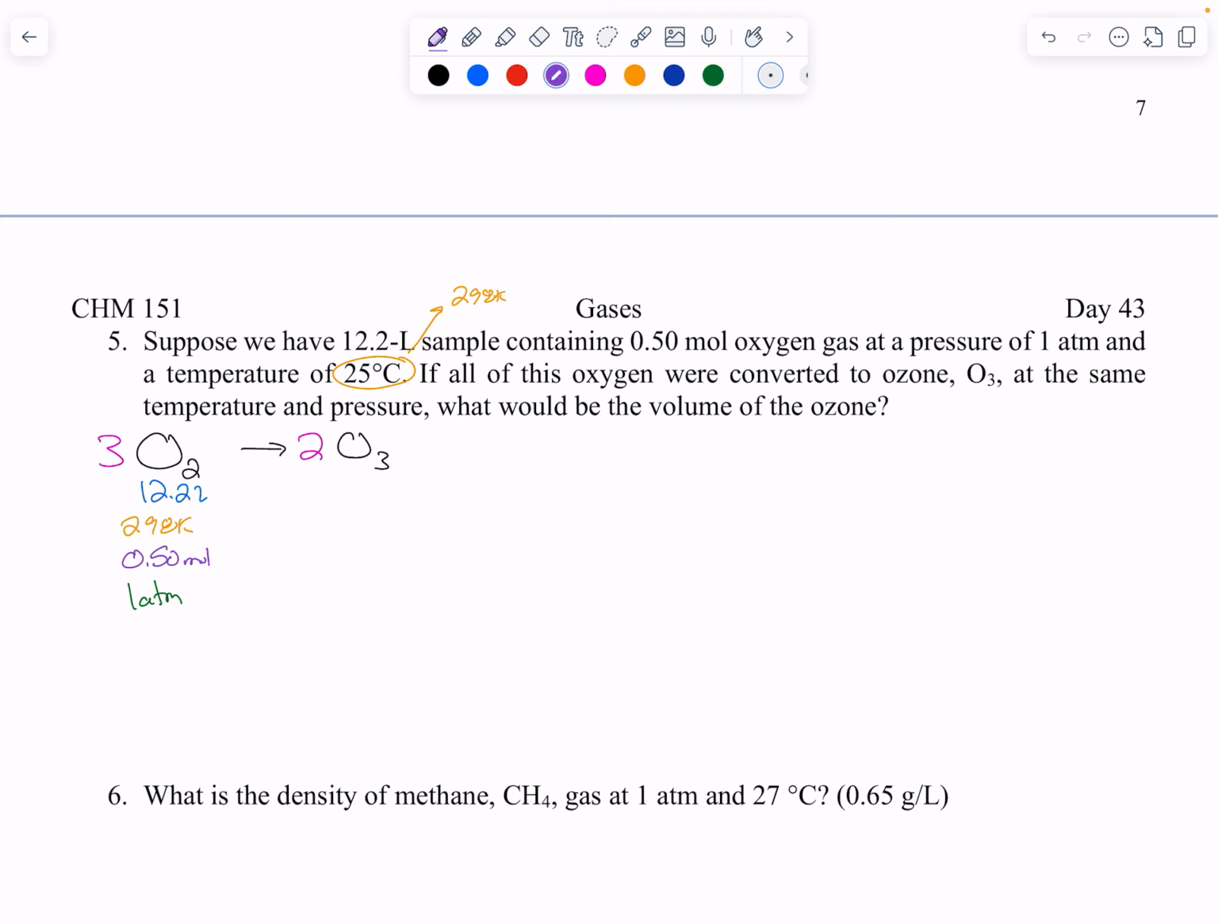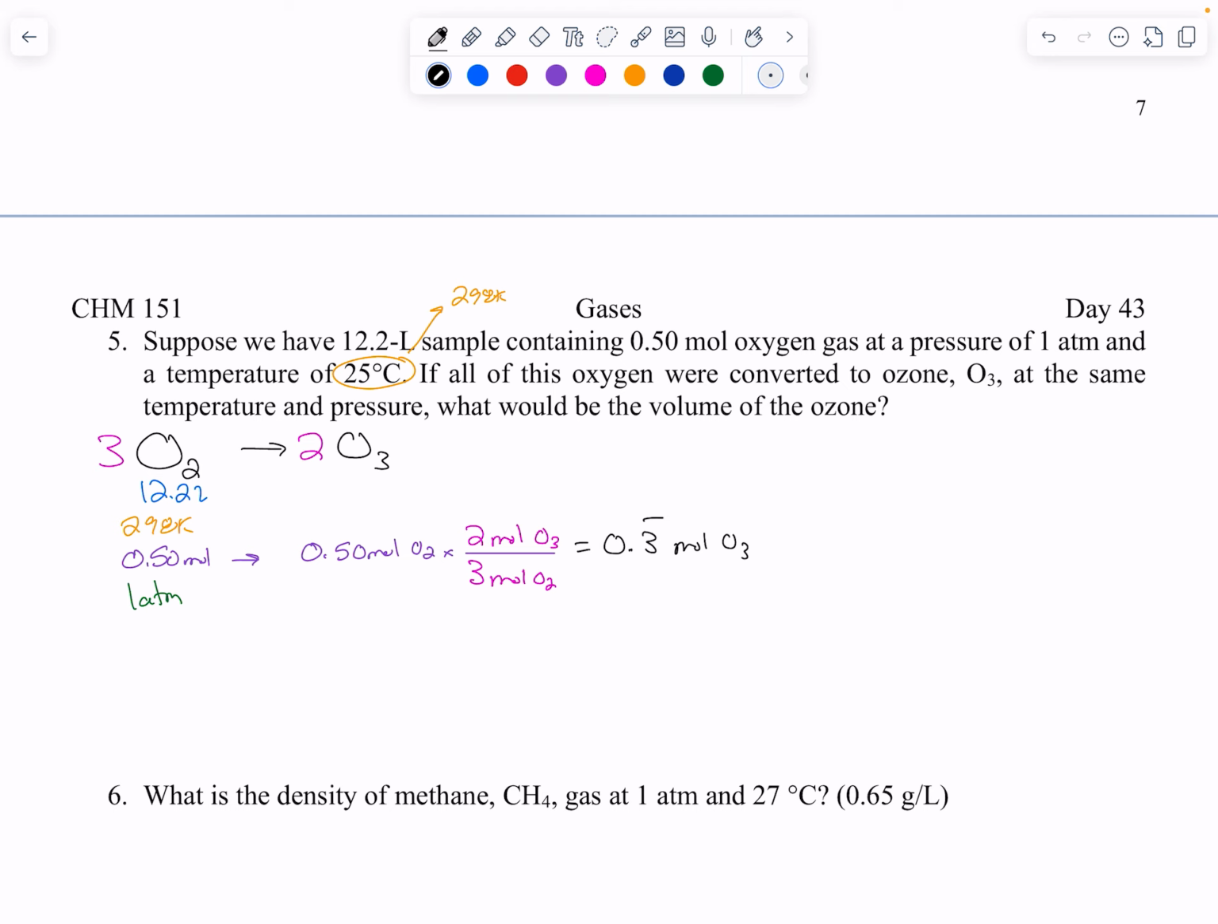O3. So I'm going to take my moles, 0.50 moles O2. And we know it's what? 3 moles of O2 to 2 moles of O3. 0.3, repeating, moles of O3. So that's how much O3 now I have. And now we want to know what the volume is.